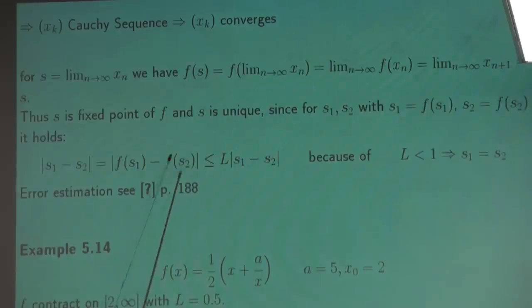And now we have to show that this fixed point is unique. The typical way to prove that a number is unique is we assume there are two numbers with this property, but then we show they have to be the same. So we assume that we have two fixed points, S1 and S2, and for both of them we have the fixed point equation. Now we look at the difference, S1 minus S2, and the absolute value of this. S1 minus S2 is, of course, f of S1 minus f of S2. Why? Because they are fixed points. And now, again, we apply our contraction condition. So this is less than or equal to L times S1 minus S2, absolutely.